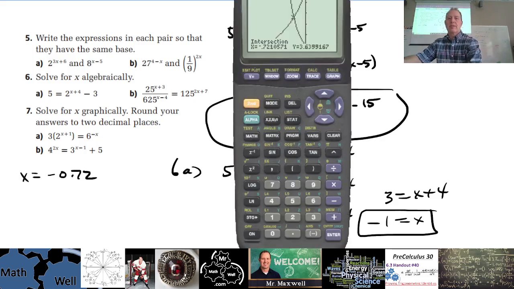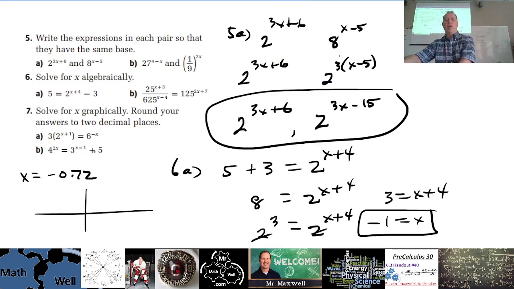And on a test or something, you would probably be asked to sketch the graph. So you should sketch that graph and show that you actually did this. And here's your intersection point.